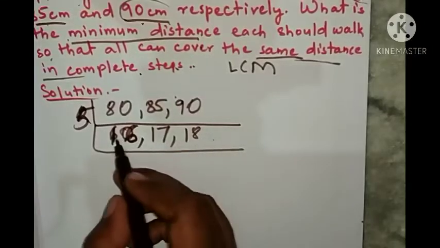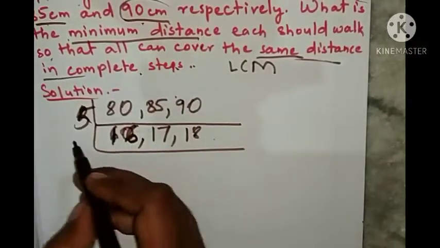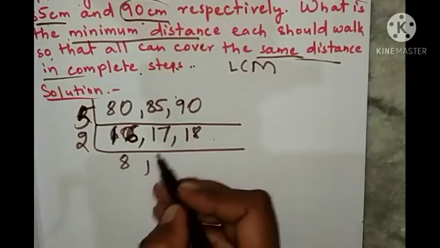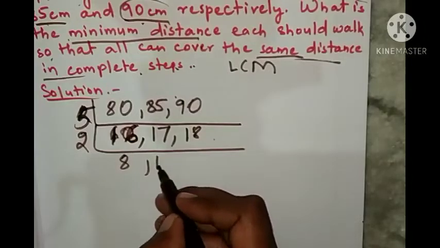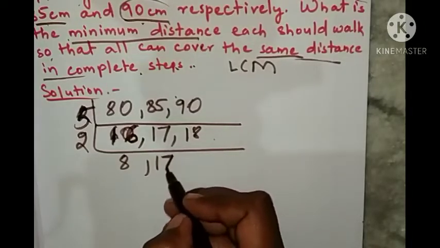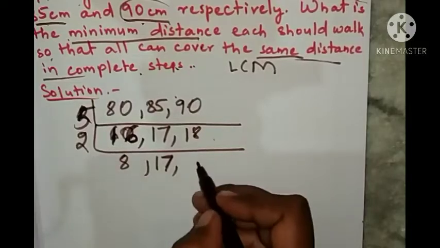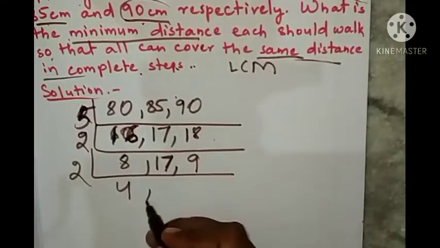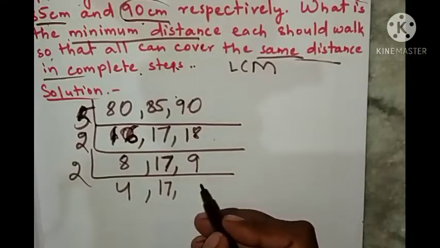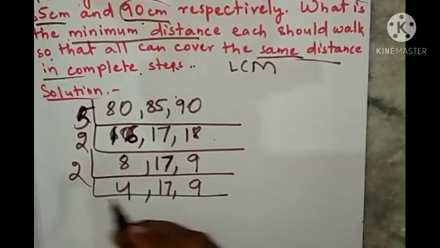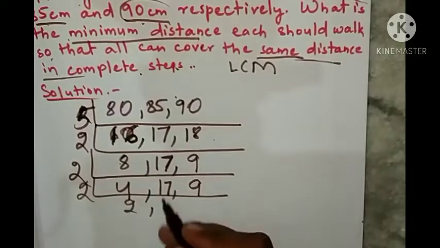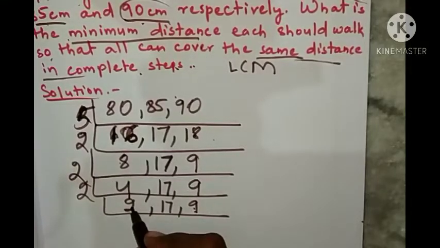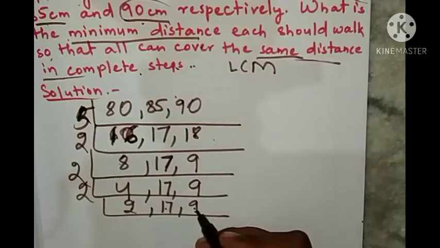Look at here, 16 and 18 are given. So you can find out 2. 2 8s are 16. We cannot divide 17. Okay, 17 is a prime number and we cannot divide 17. Then 2 9s are 18. Look at here, 2 4s are 8. We cannot divide 17. We cannot divide 9. That's why we will write 9. Next, 2 2s are 4. We cannot divide 17. We cannot divide 9. Then 2 is a prime number, 17 is a prime number, but 9 is not a prime number. 9 is a composite number.